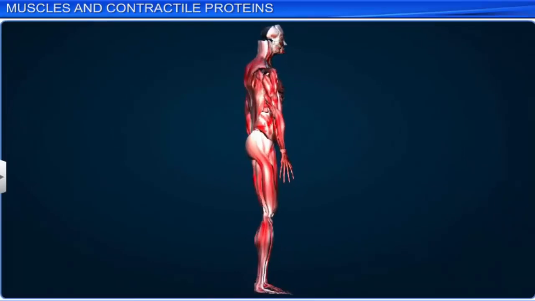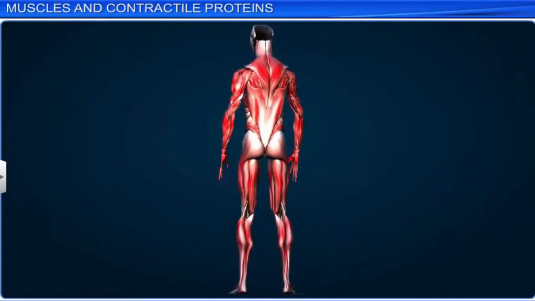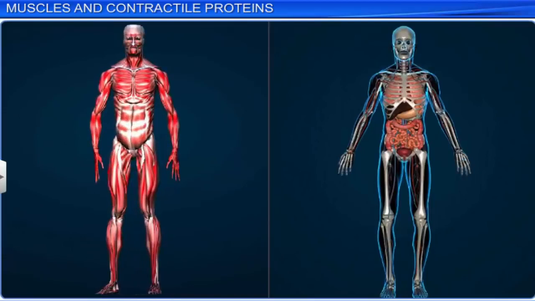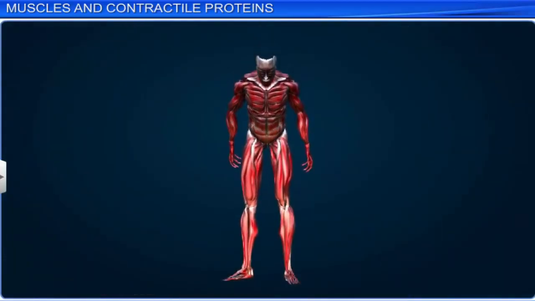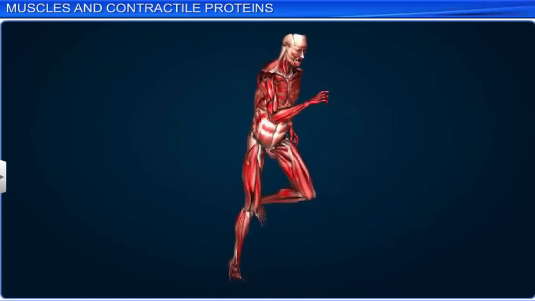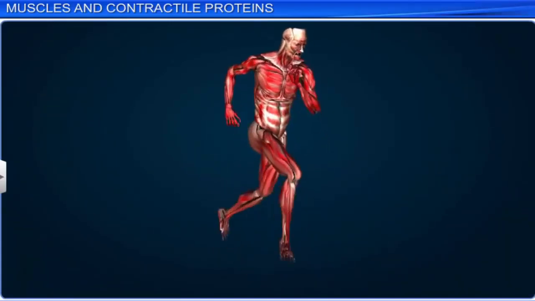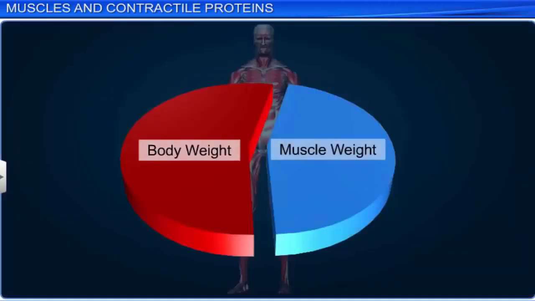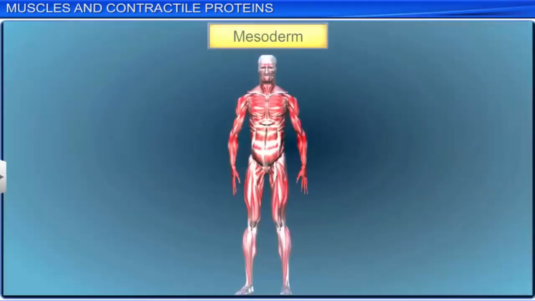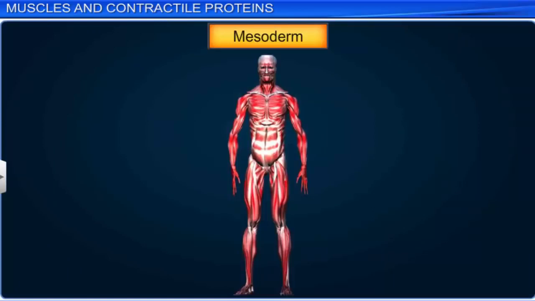Muscles play an important role in body movements as well as the movement of internal organs. Without muscles, it would be impossible to bend, stretch, walk, or perform any activity. In fact, muscles constitute about 40 to 50% of body weight in adults. Muscle is a specialized tissue that originates in the mesoderm.